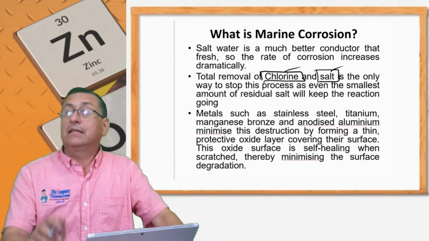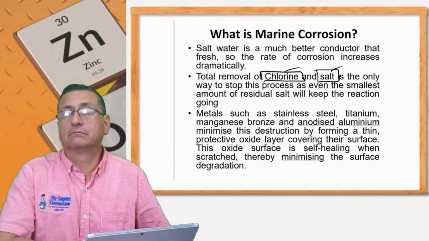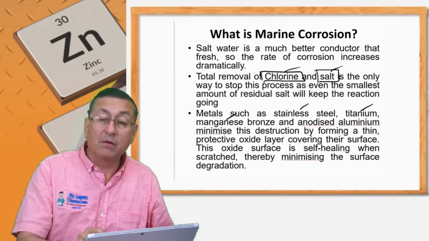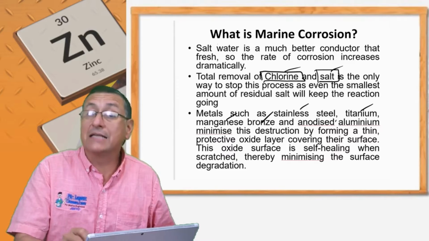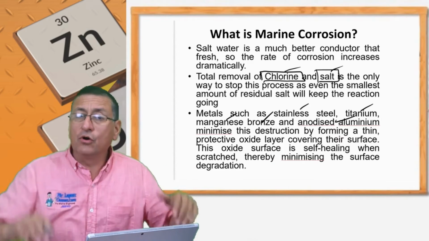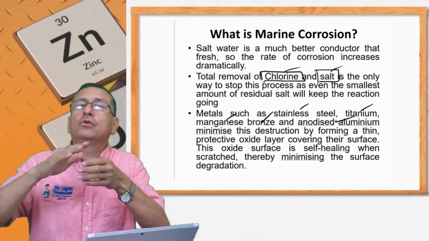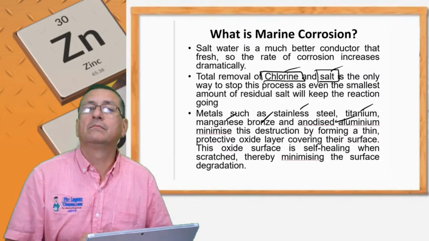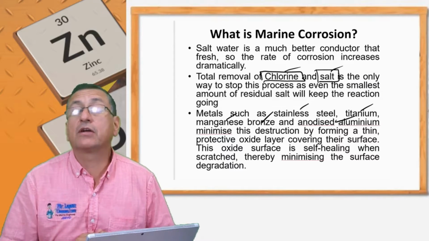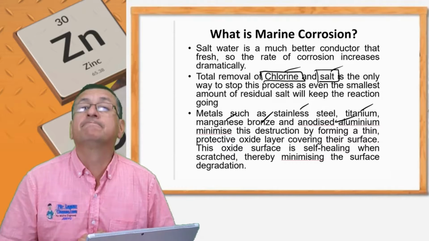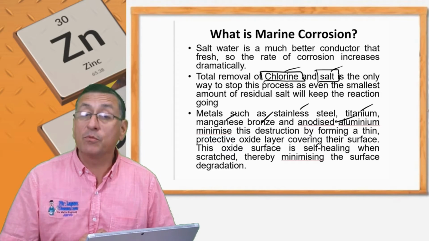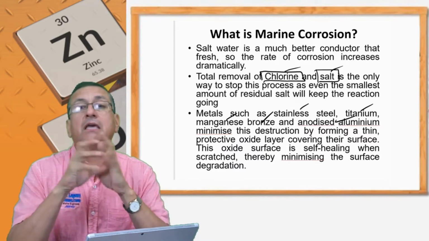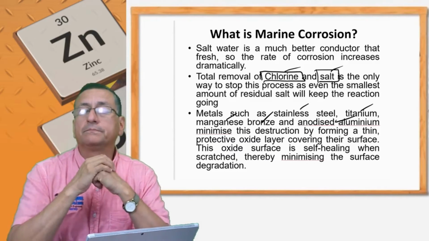There are metals and alloys like stainless steel, titanium, magnesium, naval bronze, and anodized aluminum. Those alloys and metals produce a film on the surface, and that film protects the metal. You remember the chromium? What is the film of the chromium? Yeah, it's a chromium oxide, and that film protects the steel and keeps the steel free of corrosion.